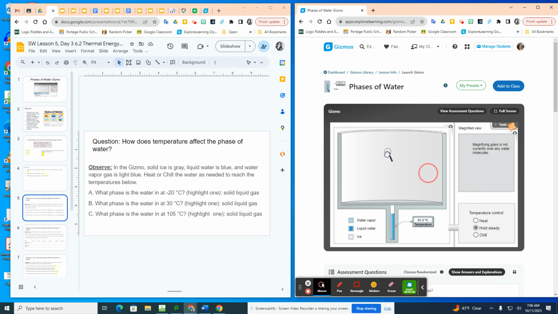Okay, good enough. So around 30 degrees Celsius, what phase of matter do we have? Notice that there are no particles up here. What color is it if you match it to the key? What phase is the water at 105 degrees? So letter C. This is really hot. This is above boiling.